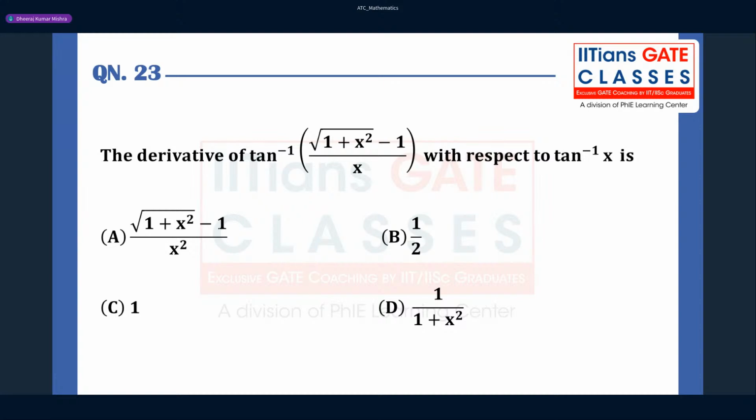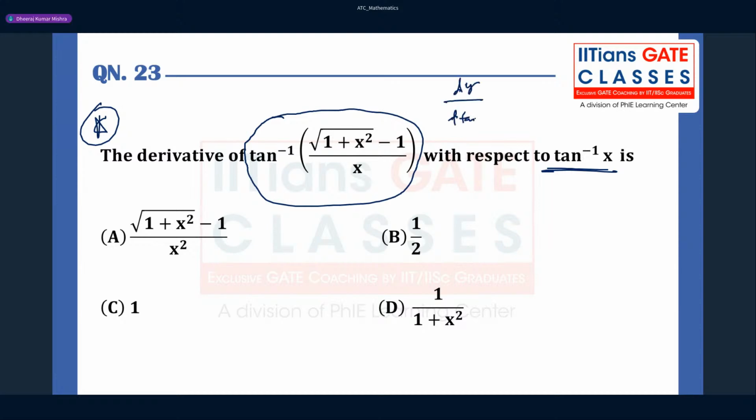Now, you see this question, a very popular one. You have to find the derivative of tan inverse of (root of 1 plus x square minus 1) upon x, with respect to tan inverse x. You don't have to differentiate this with respect to x. This is a very important point. Suppose this is u, then you have to find du upon d tan inverse x. This is the question.